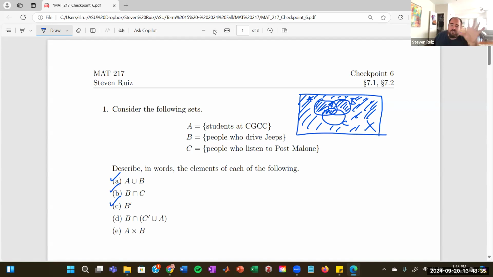So sorry, let me start over because I'm still trying to make sense of it too. So let's start again. I think this includes everyone in the world except for people who listen to Post Malone but don't go to CGCC, because there is a little bit of this overlap between A and C that I have to watch out for. So I think that's one way to describe this.